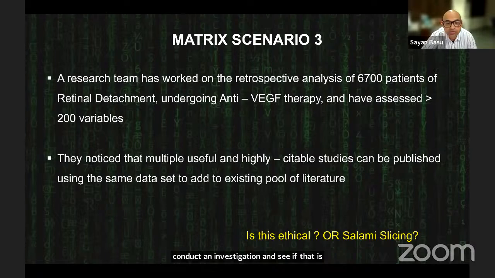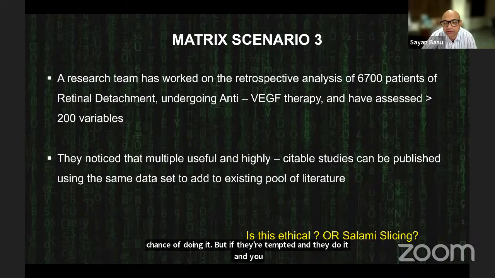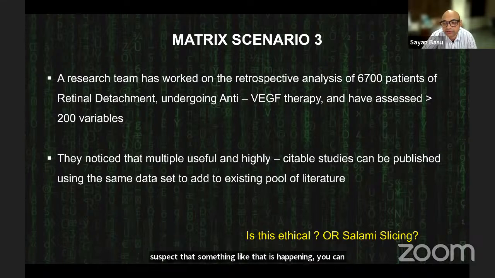So I would say it is very rare that something like that would happen, because of course you also have to understand that the reviewer or the editor who's stealing your idea potentially also runs the risk of getting caught, exposed, and their reputation being harmed. So I don't think that people would take the chance of doing it. But if they're tempted and they do it, and you suspect that something like that is happening, you can definitely write to the editor-in-chief with what you think has happened, and ask for a fair investigation. Most editors-in-chief will do that.